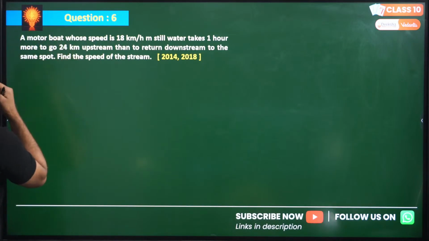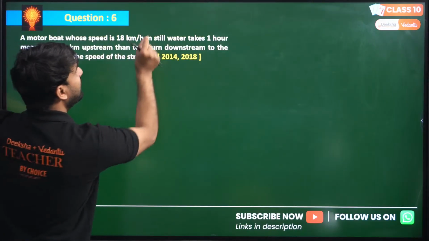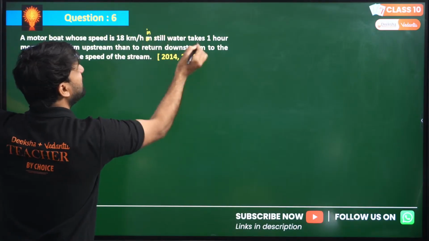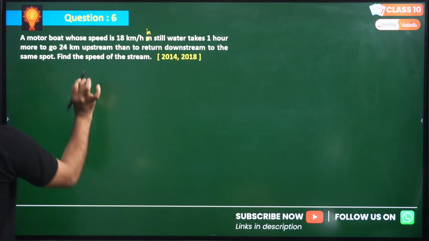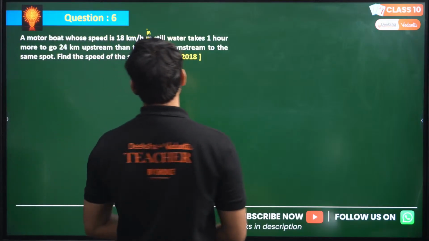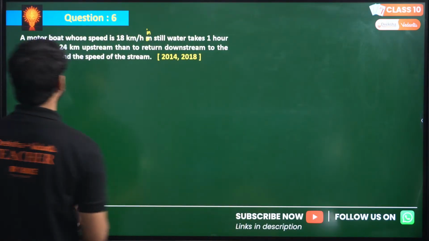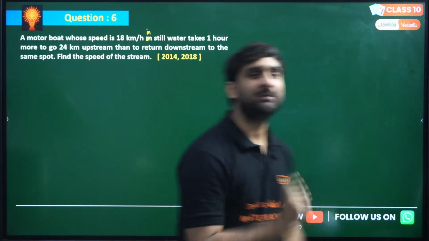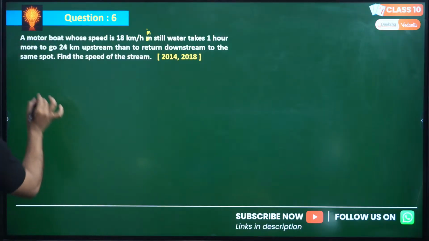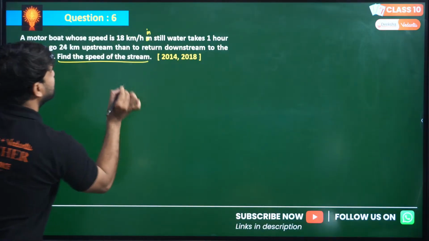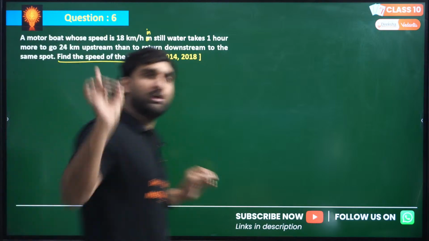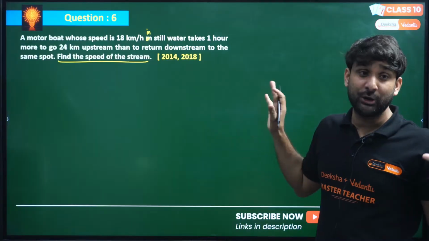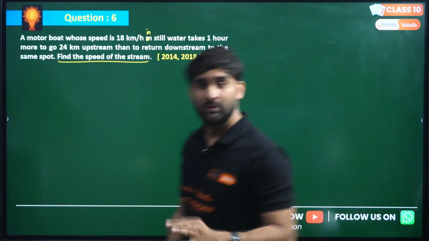A motorboat whose speed is 18 km per hour in still water takes 1 hour more to go 24 km upstream than to return downstream to the same spot. Find the speed of the stream. Very easy question, guys. So let me give you clarity. What you have to find here is the speed of the stream. This is unknown for you. So let that value first.